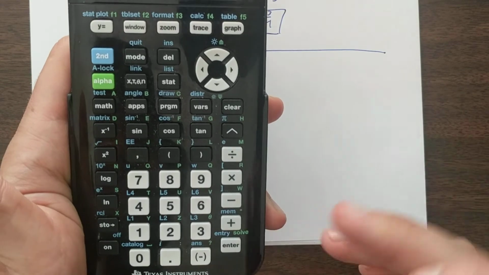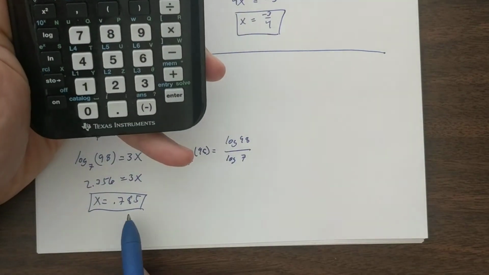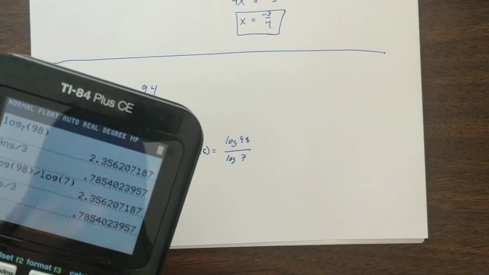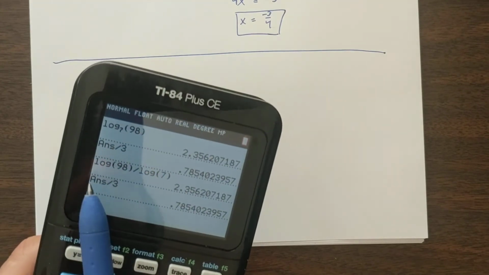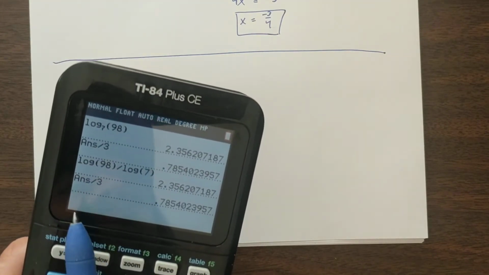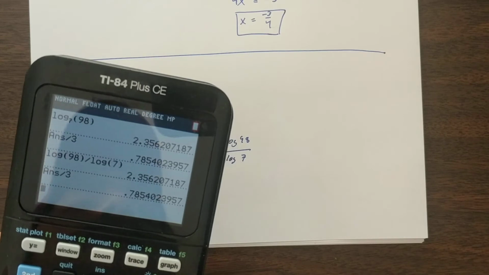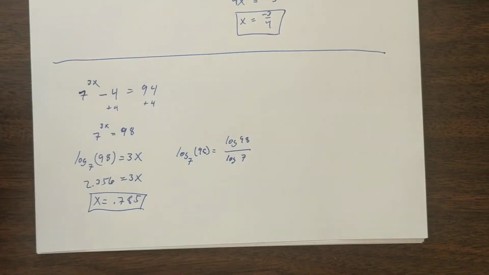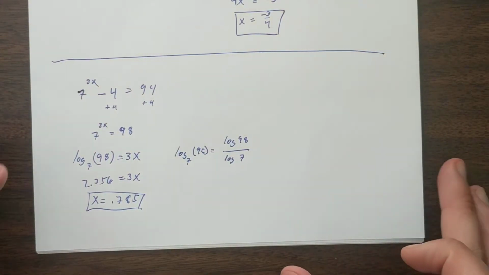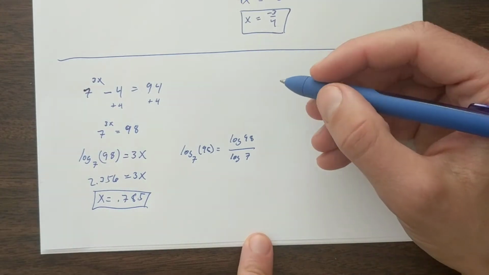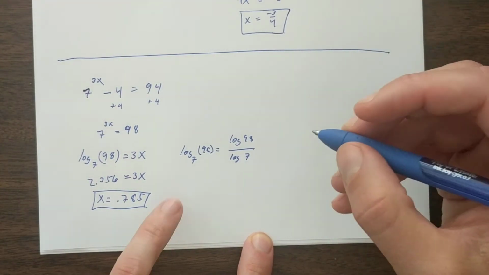And notice I get the exact same thing. Divide that by 3, and I get my same answer, right? So notice log of 98 divided by log of 7, and then divide that by 3, gives me my same answer. So that's how you use the change of base formula if you don't have a change of base function on your calculator. Let's do another one.